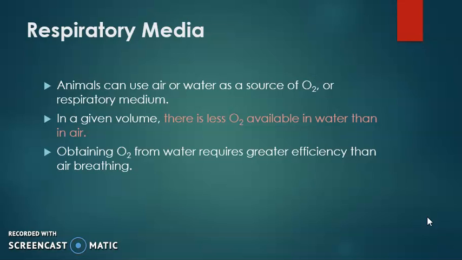So systems are actually different from each other for air and water. If an animal is living in air, it will have a different kind of system. If it is in water, it will have a different system. Obtaining oxygen from water requires greater efficiency than air breathing indeed.